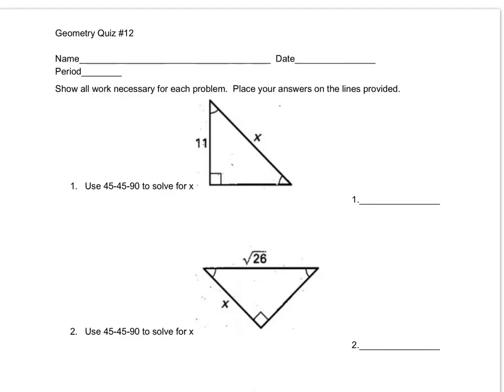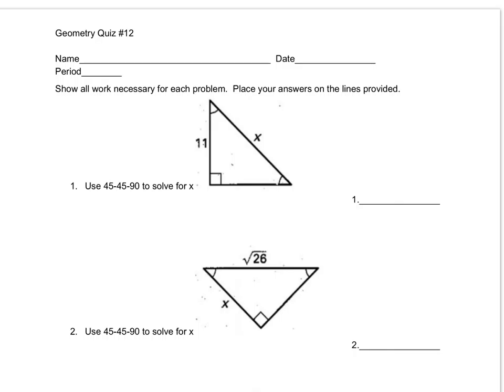This is your geometry quiz number 12. We're talking about sections 10.2, 10.3, 10.4. Okay, here we go. Let's rock and roll. Number 1 and 2, we're using the 45-45-90 triangle theorem and rules.